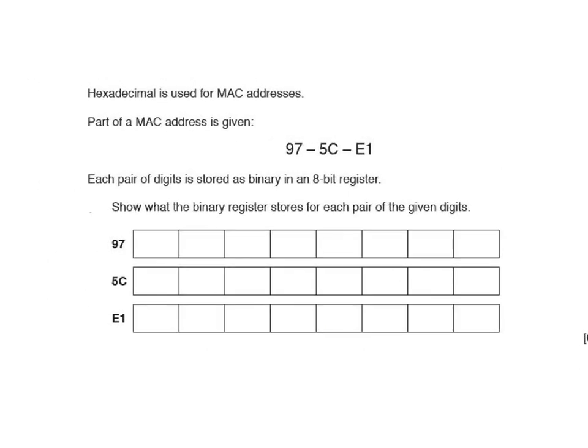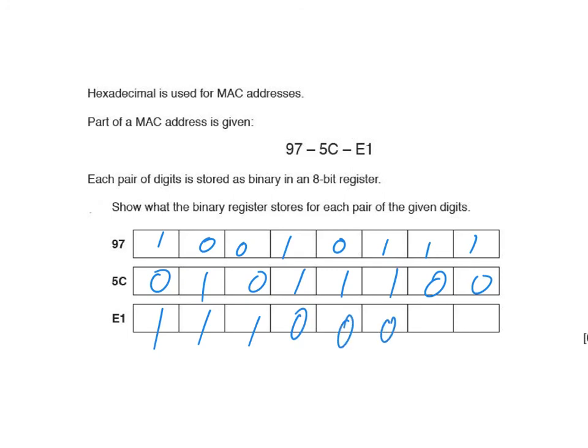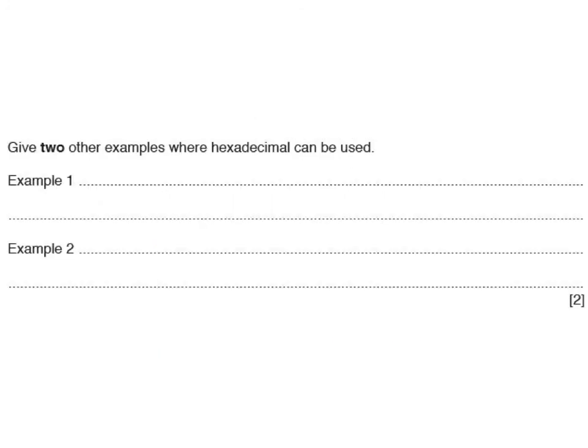Again, practice these ones. 97, 1, 0, 0, 1, 7 will be 0, 1, 1, 1, 5C, 0, 1, 0, 1, and C is 8 plus 4, 12, 1, 1, 0, 0, and then E is obviously 14, 1, 1, 1, 0, and 1. Nice and straightforward. There we go.